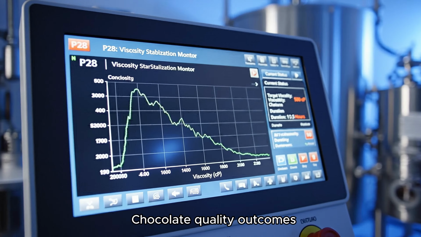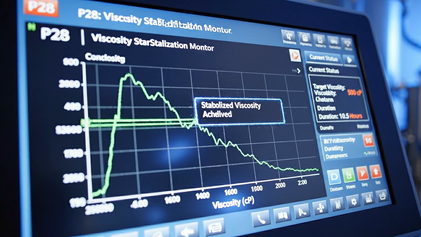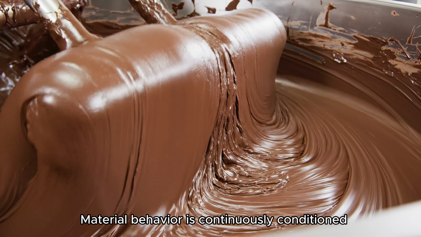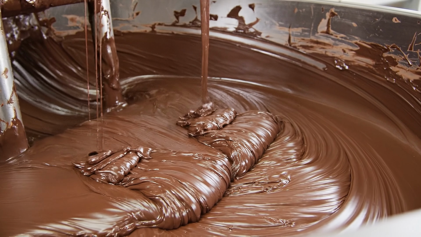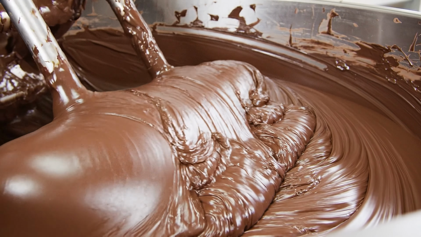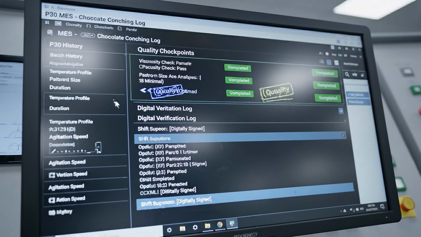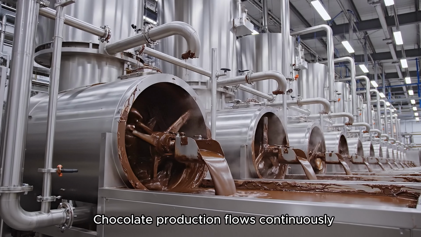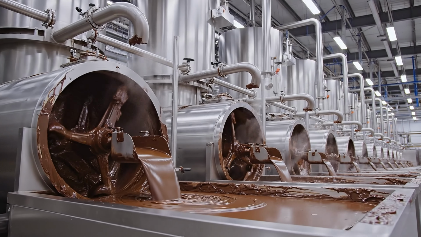Chocolate quality outcomes are correlated directly with conching data. Material behavior is continuously conditioned within enclosed conching systems. Conching results are digitally logged and verified. Chocolate production flows continuously without interruption.